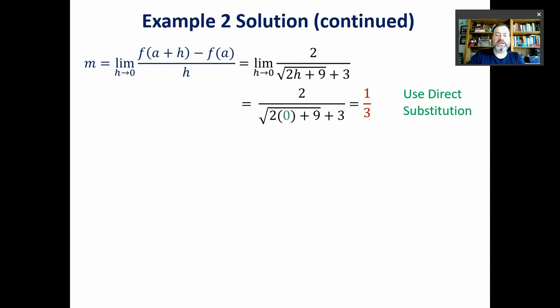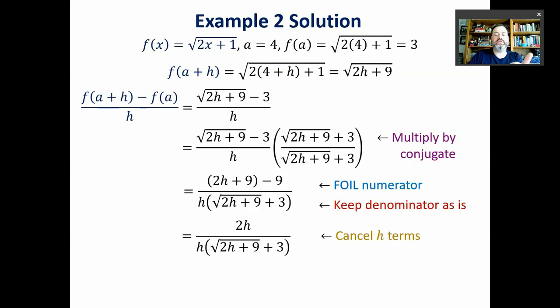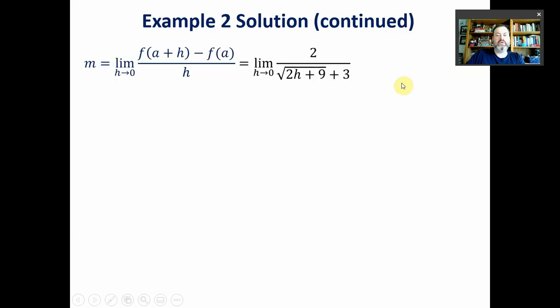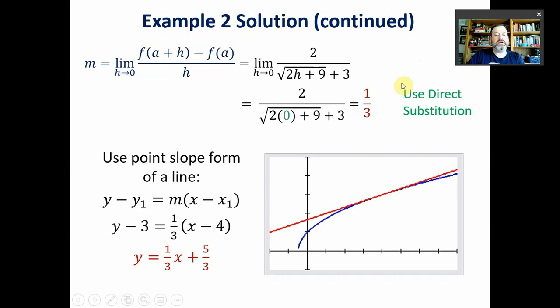Now we compute the tangent line. We have a point on the graph, right? If you go back to the previous page, we have the point (4, 3) is on the graph. And now we know the slope is 1/3, so you plug everything in. And you end up with this nice formula, y equals 1/3 x plus 5/3.